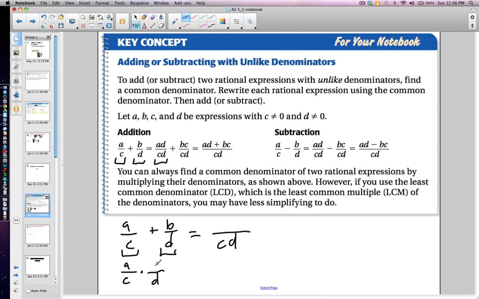If I multiply the denominator by d, I multiply the numerator by d, because this fraction here, and this is really important, always has to equal 1. Okay, because I can't take an expression and multiply it by anything other than 1. Otherwise, I'm going to change its value. So over here, I'll have b over d. And here I have d in the denominator. I need c. So I multiply this one by c over c. And that's why this becomes a times d plus b times c. And that's how they got here.